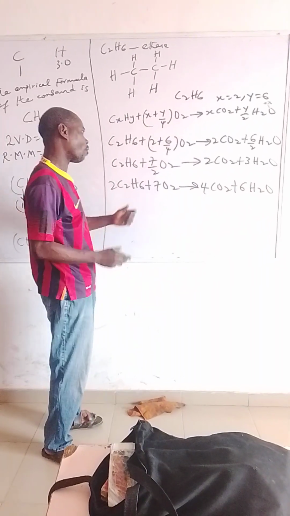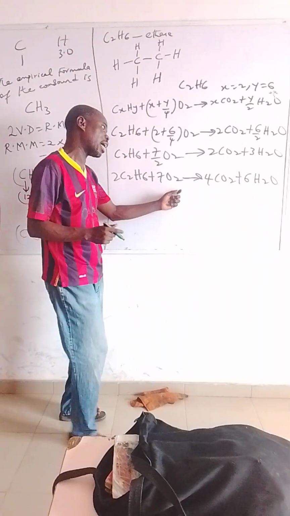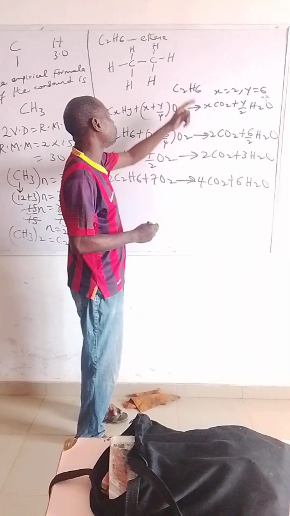So that is the end of the class. This is the equation for the complete combustion of ethane.